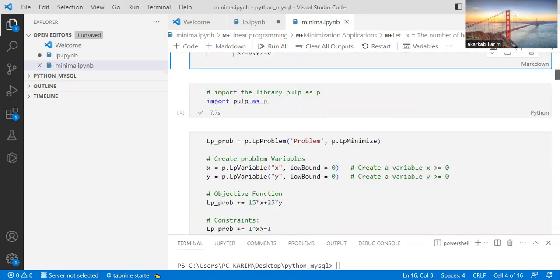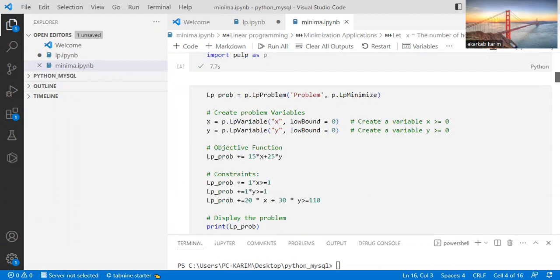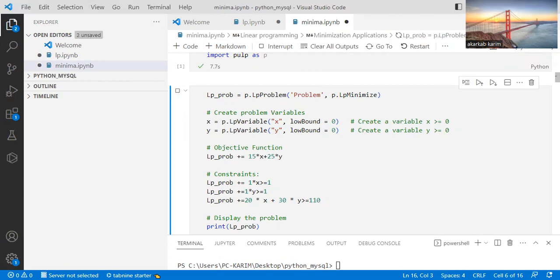Well, I am using this application, PuLP, to solve this problem. I first create the variables x and y. Okay, and I also create the objective function, 50x plus 25y, and also the constraints: x greater or equal to 1, y greater or equal to 1, and 20x plus 30y greater or equal to 108. Well, I apply the solver and run it.